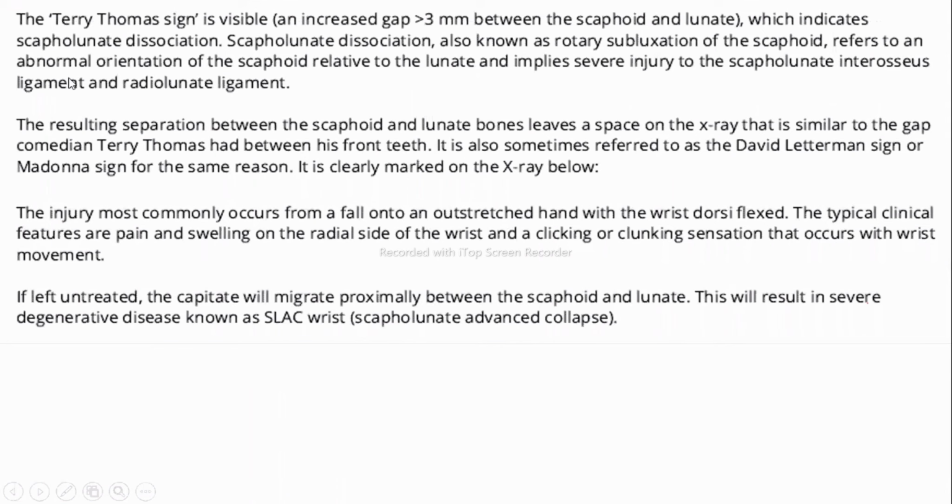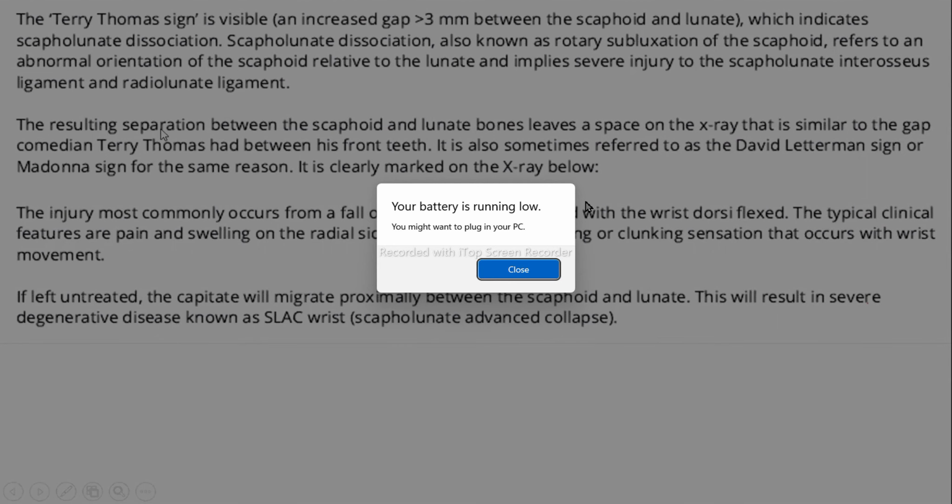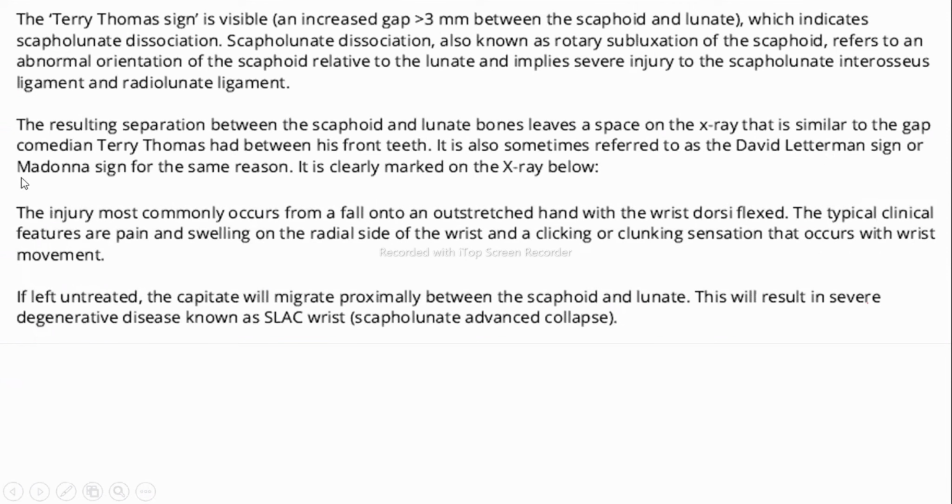Okay, so here the most important thing is to understand the management and the complication. There is a separation between the scaphoid and the lunate bones, a space in the X-ray, as we said, a gap. That's why it's called Terry Thomas sign. This was a person; if you search Terry Thomas in Google, you find his picture. Also sometimes referred to as David Letterman sign. Remember this one, because maybe in the exams they will give you this name. Or Madonna sign.